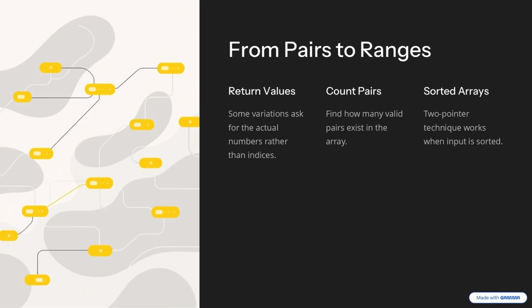Two Sum has many variations. Sometimes you return values instead of indices. Sometimes you only check if a pair exists. Sometimes the array is sorted, and sometimes you count all valid pairs. The core idea remains the same: complement search using hashing.